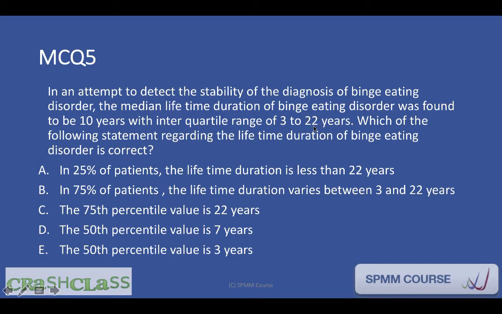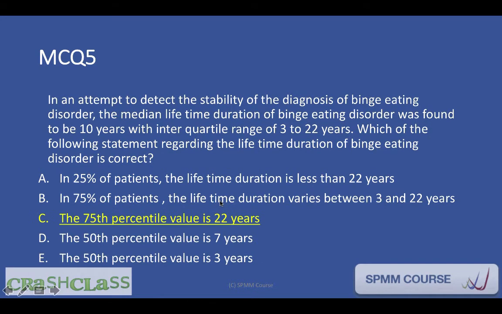Okay, so between 3 and 22, how much percentage of patients will fall? 50%. So 75% of patients lifetime duration varies between 3 and 22 is wrong. It's only 50%. 25% of patients lifetime duration is less than 22 is also wrong. 75% will have less than 22 because this is 75th percentile. 75th percentile value is 22 is correct. Okay, so the answer is C. 75th percentile value is 22 years.